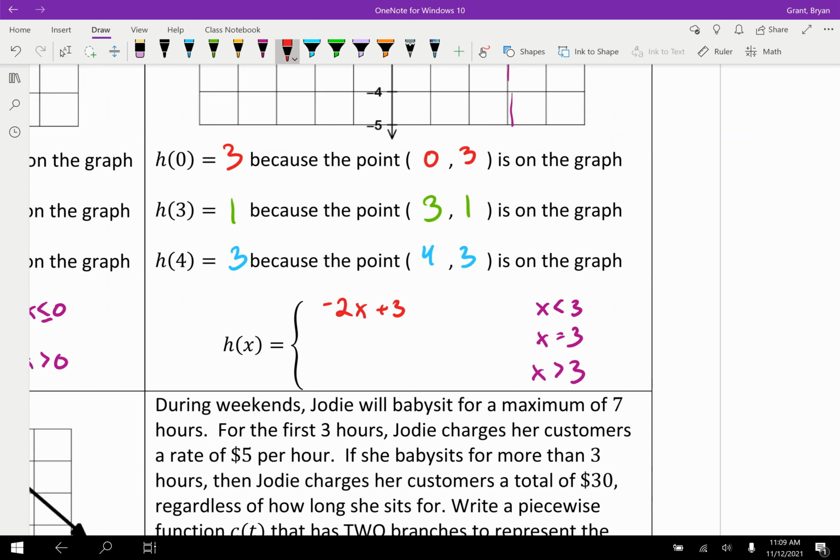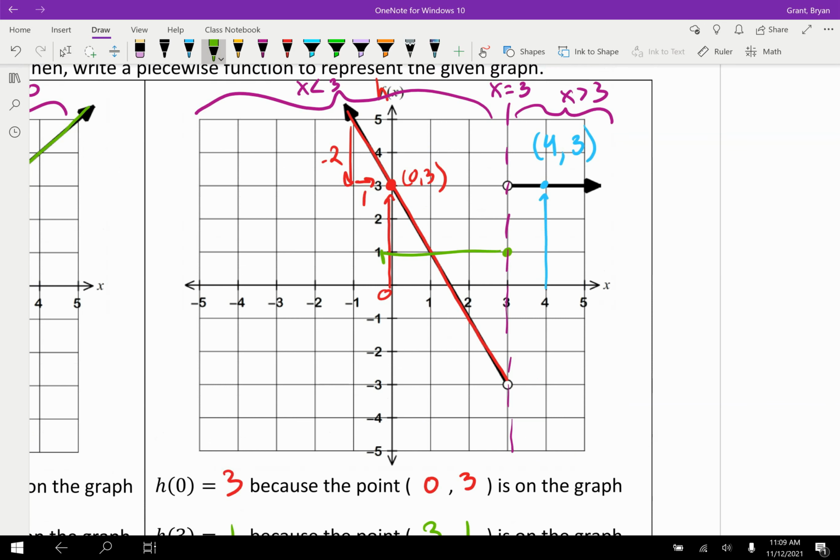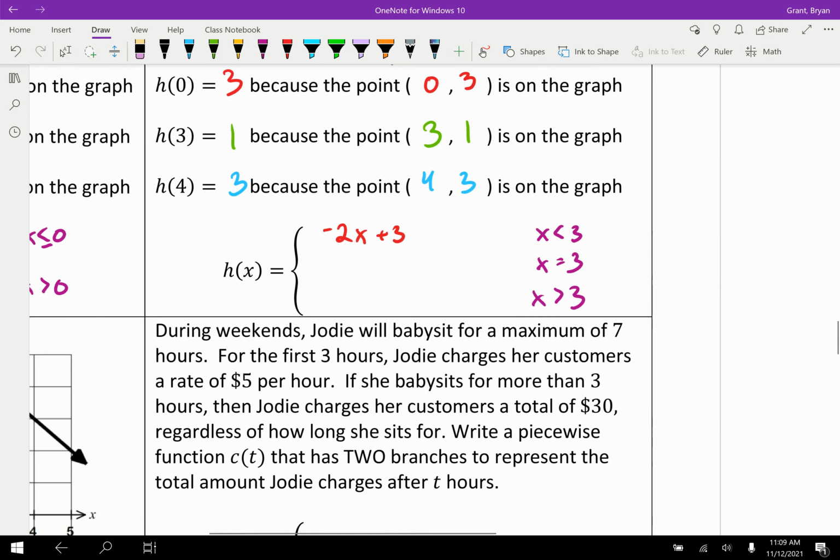All right, let's see what happens at 3. Well, at 3, we just have a single point. At 3, we have an output of 1. There's just a single point there, and so we can say when you substitute in 3, the answer is simply 1.